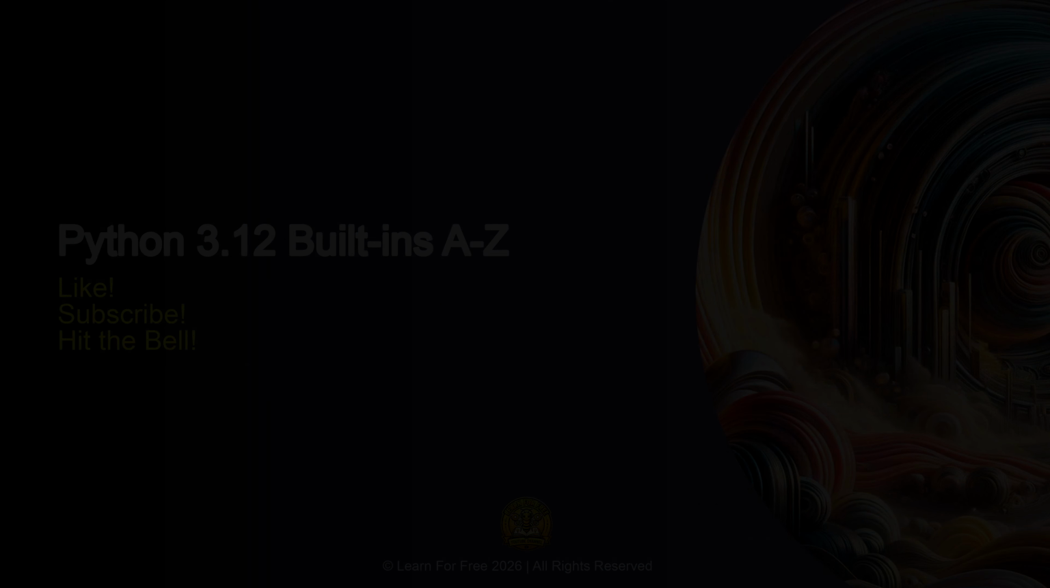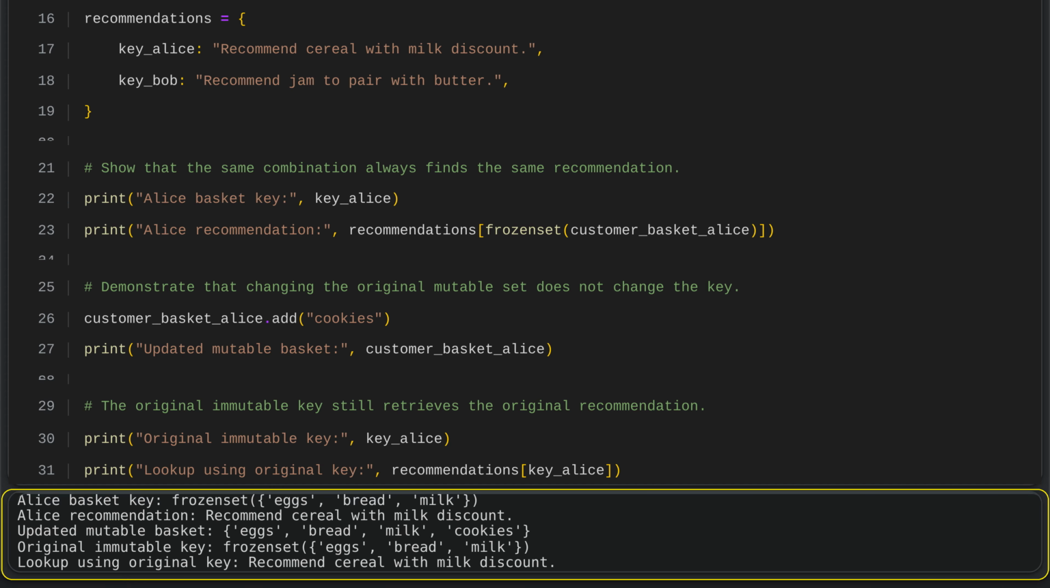This example shows how immutable sets, called frozen sets, can be used as stable keys in a dictionary. It begins with two shopping baskets for Alice and Bob as regular changeable sets, then converts them into frozen sets to use as keys that map to recommendation messages. Looking up Alice's basket returns a cereal discount recommendation. Even after adding a new item to Alice's original set, the frozen set key does not change and the same recommendation is still returned. This demonstrates that frozen set keys remain fixed and reliable for dictionary lookups, regardless of later changes to the original mutable sets.